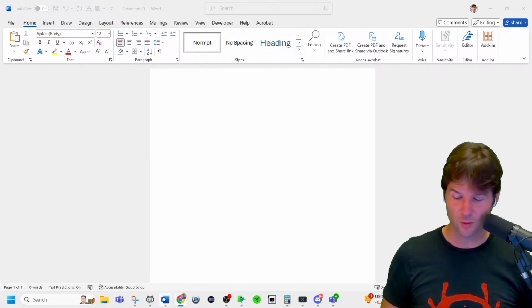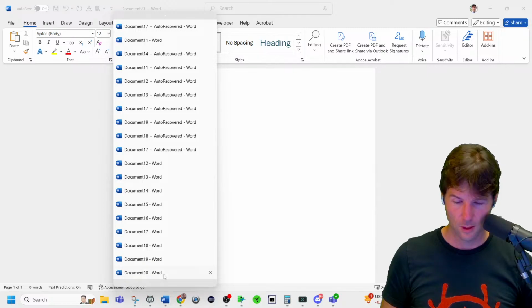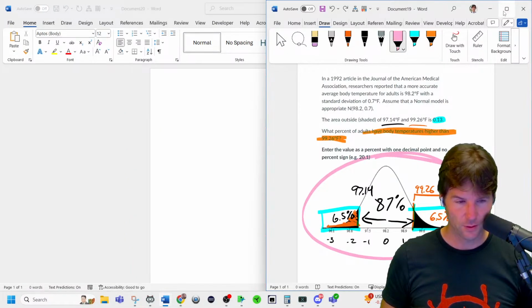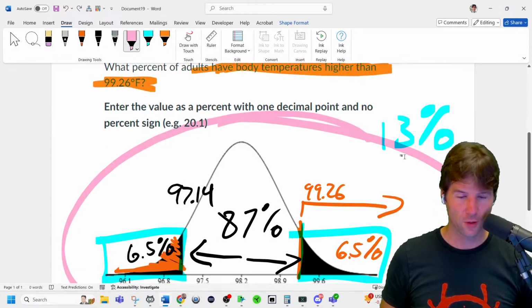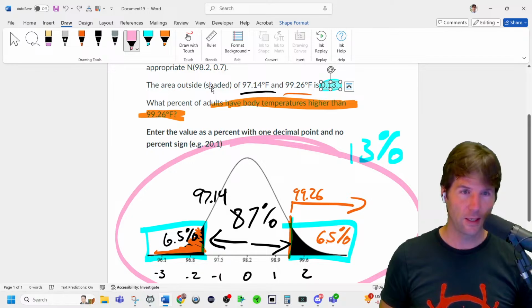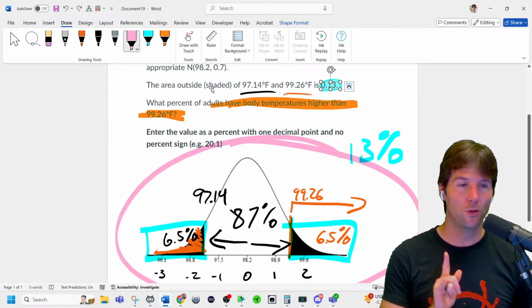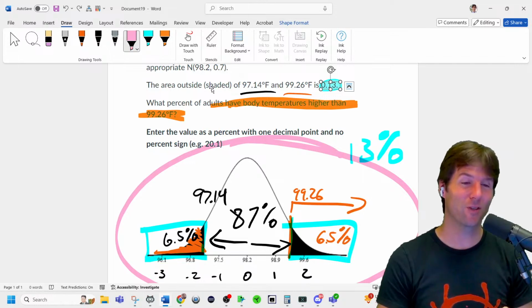The 13 was given to us. Really good question right there. The 13 was part of the question, and the answer to the question I asked is false. 13% is given right here, saying that the outside shaded area is 13%. And that is false. It would have to be unimodal and symmetric, which is normal.